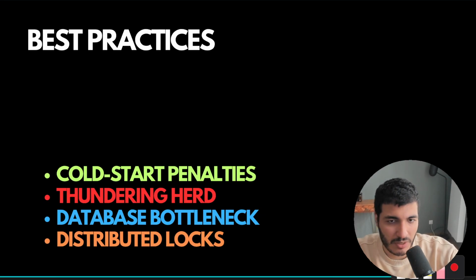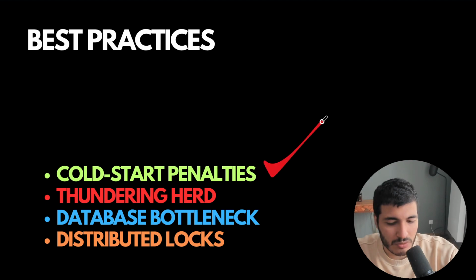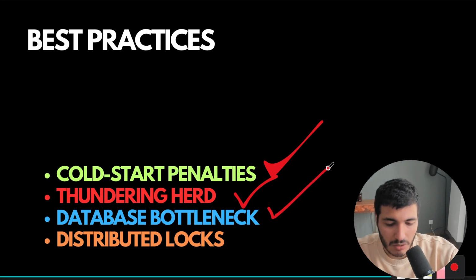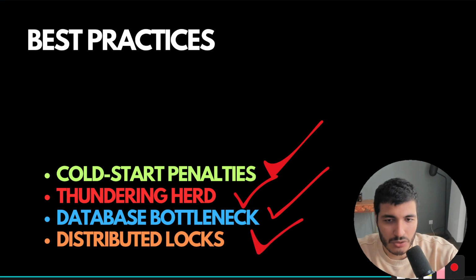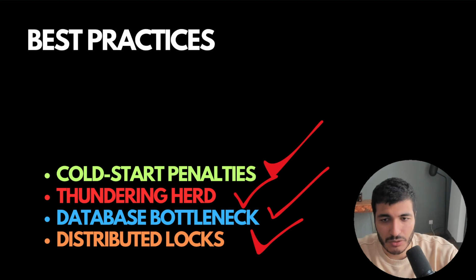Next, we want to talk about best practices. You need to think about cold start penalties. You should pre-warm instances or use predictive scaling for this. Next, the thundering herd, which is like sudden scale in and out loops. Use cooldown windows, that could be good. Database bottleneck: don't forget to scale the storage layer, with read replicas and sharding. And lastly, distributed locks: avoid single node assumptions. Use something like Zookeeper.